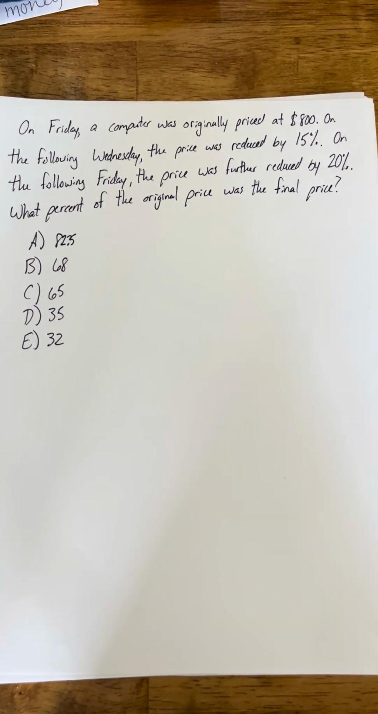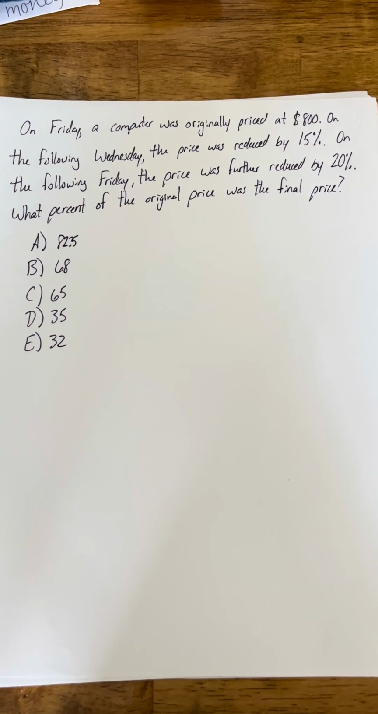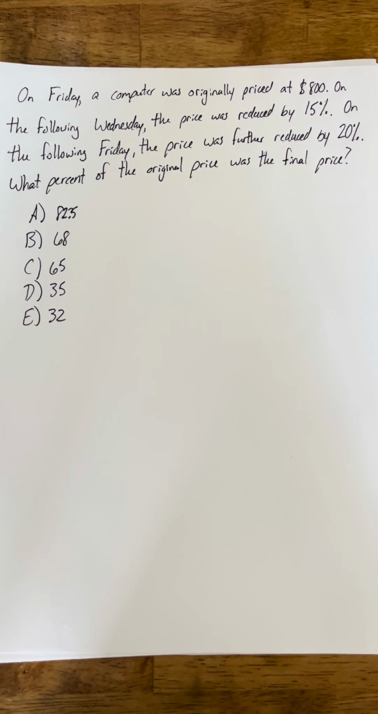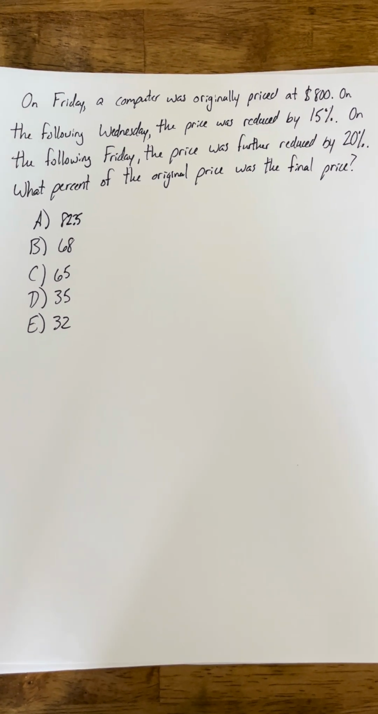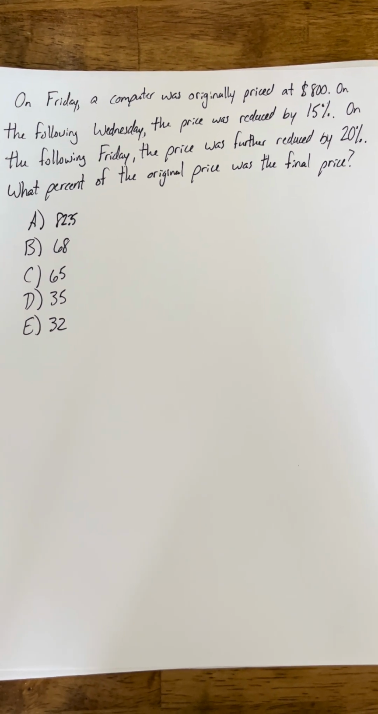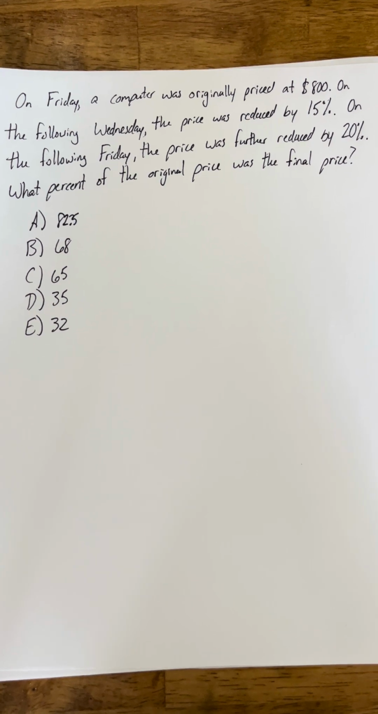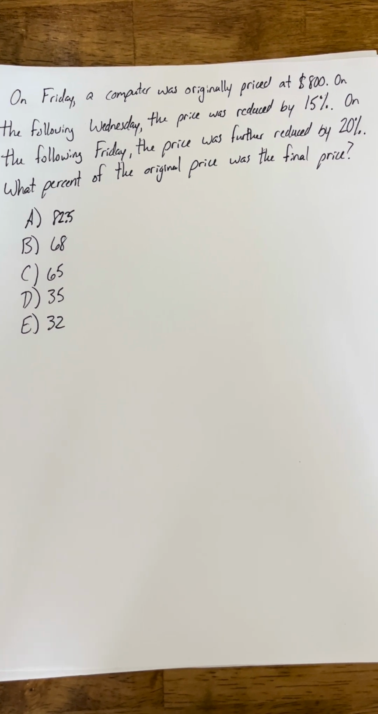Okay, so this problem says, on Friday, a computer was originally priced at $800. On the following Wednesday, the price was reduced by 15%. On the following Friday, the price was further reduced by 20%. What percent of the original price was the final price?